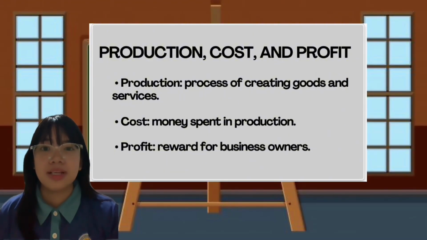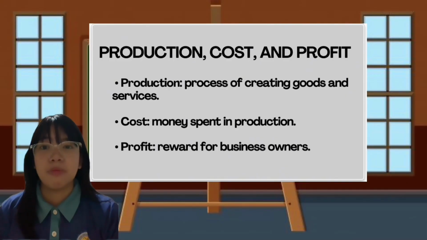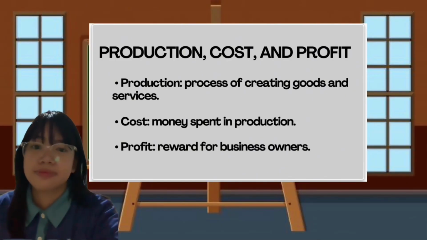Example, if a school canteen spends 5,000 and earns 8,000, the 3,000 difference is profit. So this profit can be used to improve services or buy more supplies.